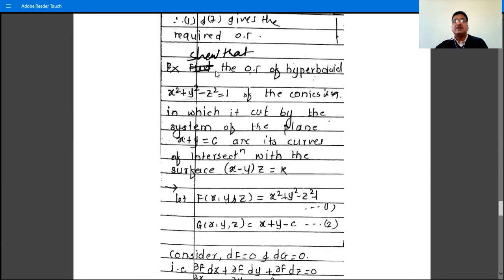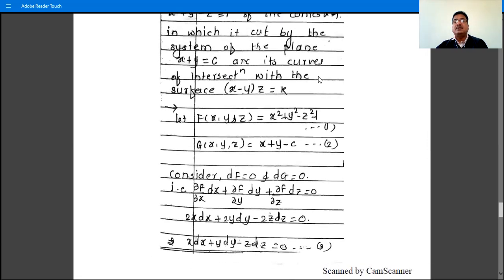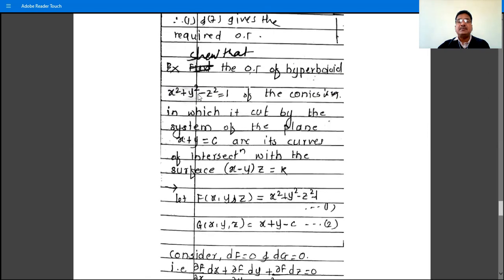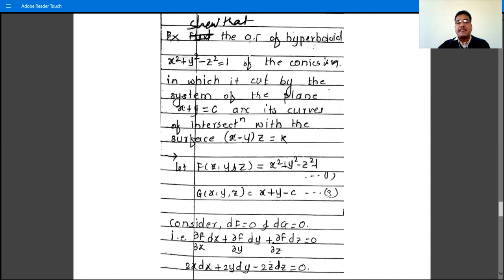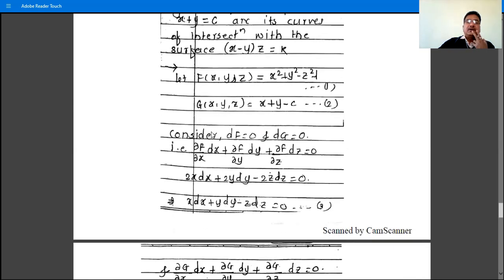The next example of the same type: show that the orthogonal trajectories of the hyperboloid x square plus y square minus z square is equal to 1 of the conics in which it is cut by the system of planes x plus y is equal to c are its curves of intersection with the surface x minus y into z is equal to k. So the equation of the surface is what? x square plus y square minus z square minus 1. So denote it by capital F, and capital G is what? x plus y minus c. It is the equation of the curve.